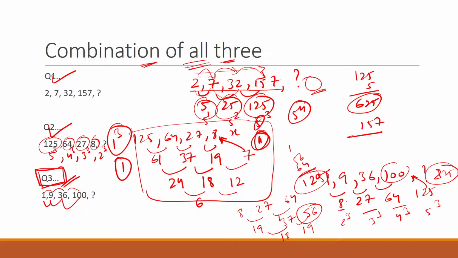I've gone wrong somewhere. So let's do it again, 8, 27, 64, and then we need to find out the next term. So 19 plus 8 will give me 27, and this is 37, and this was 19 plus 8 will give 27, so this will be 18. So this was not 19, this is supposed to be 18, and this will be giving me 8 plus 7, 5, 3, 4, 5, so this will be 65.